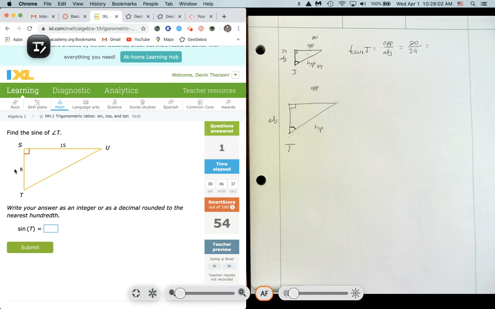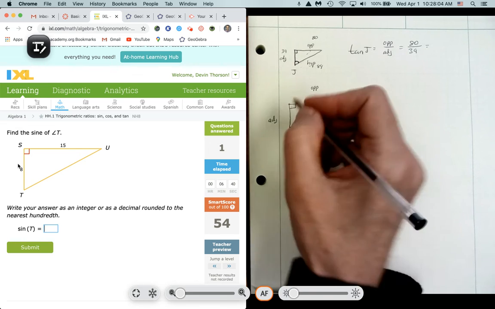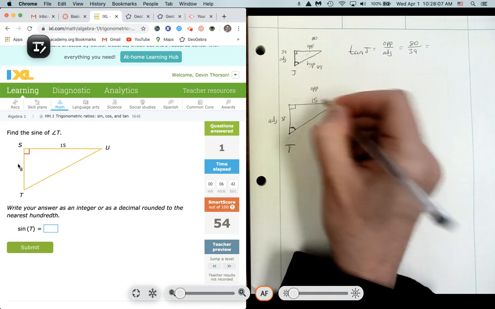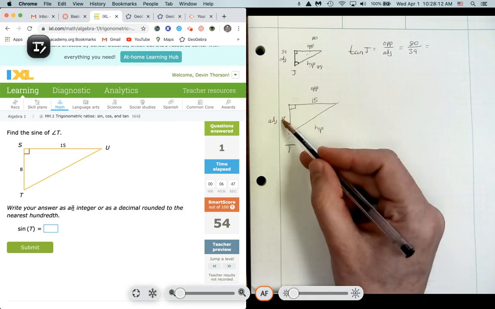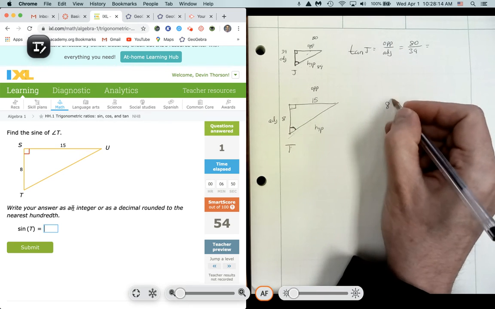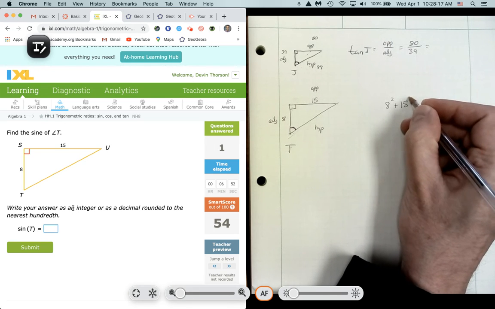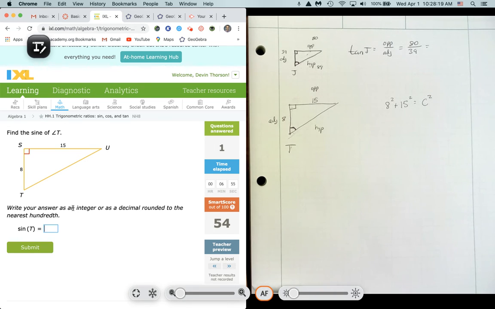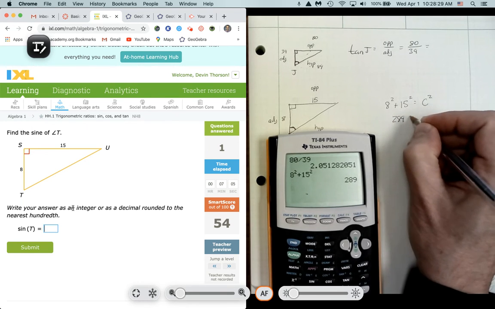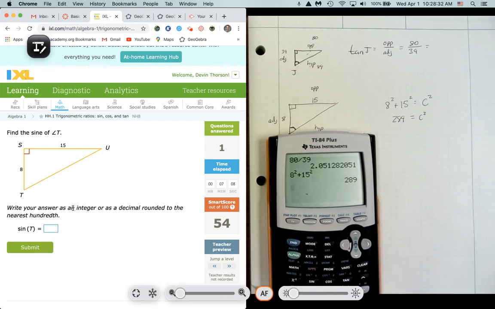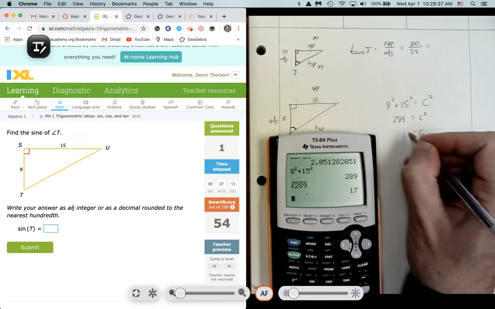Now I'm going to fill in the two numbers I have, 8 and 15. And since I'm looking for the sine, I'm going to need the hypotenuse. So I need to perform Pythagorean's theorem. I'm going to go 8 squared plus 15 squared equals c squared. And then I just grab my calculator and go 8 squared plus 15 squared is 289, which is equal to c squared. Now I'm going to square root that 289, and I get c is 17.